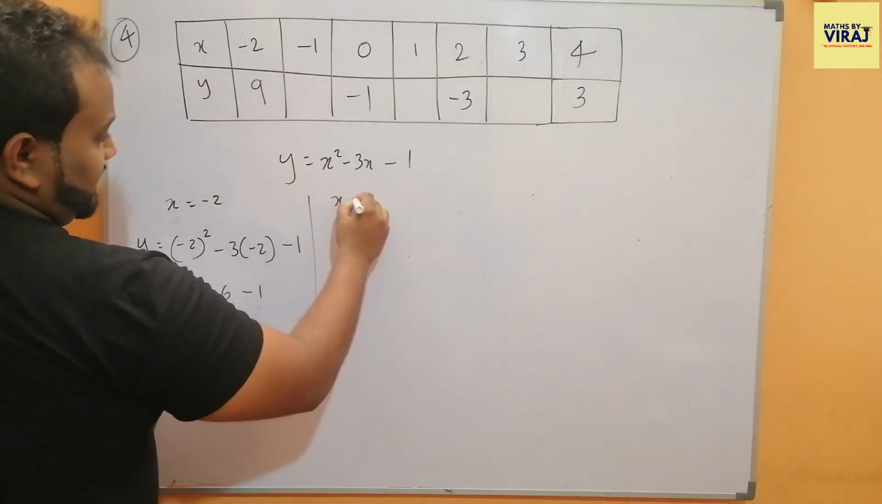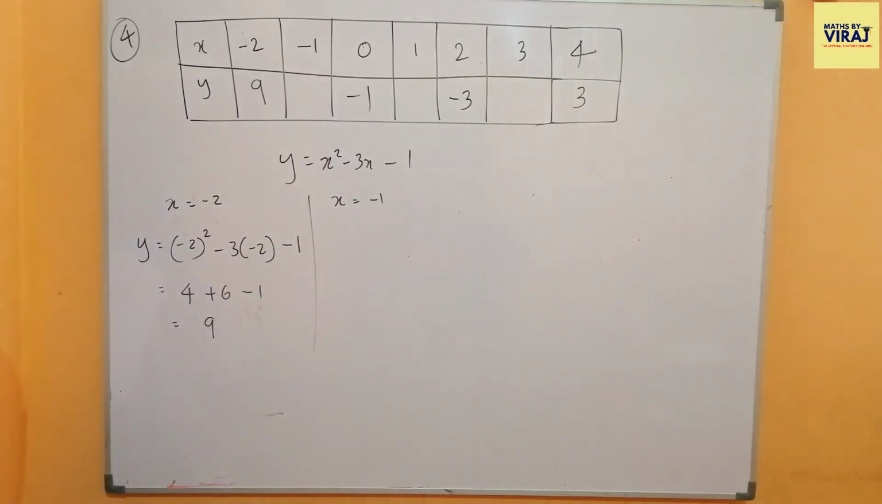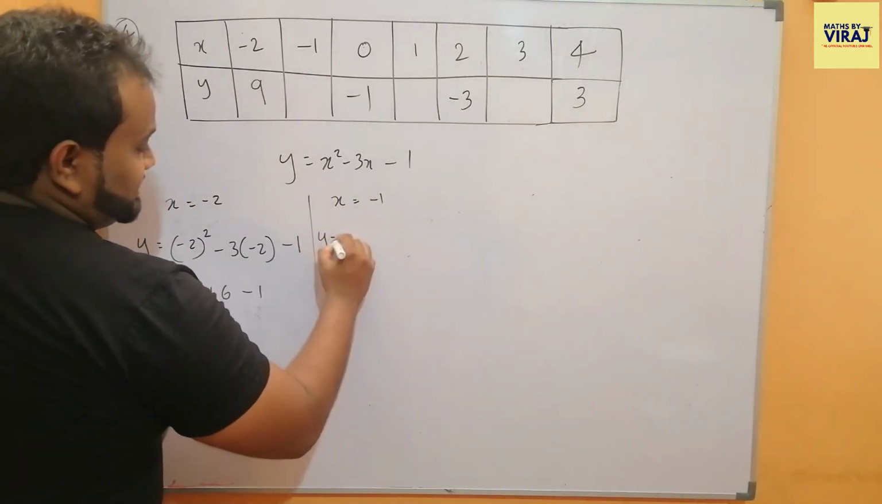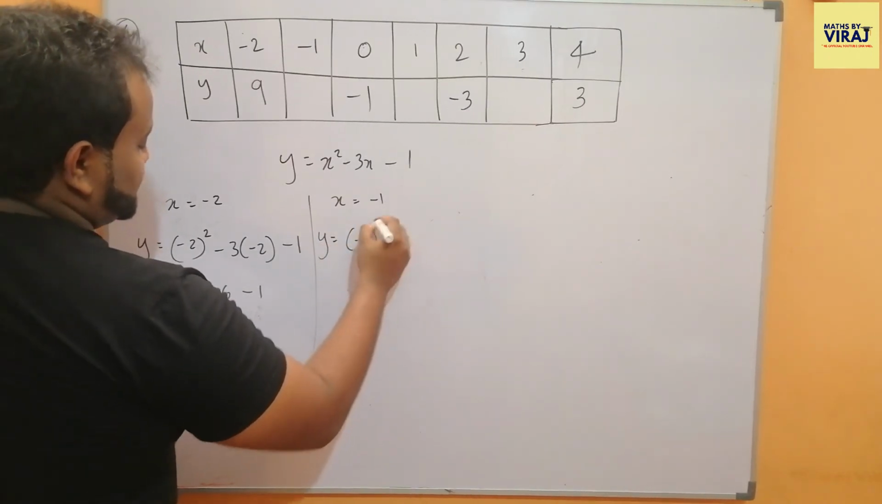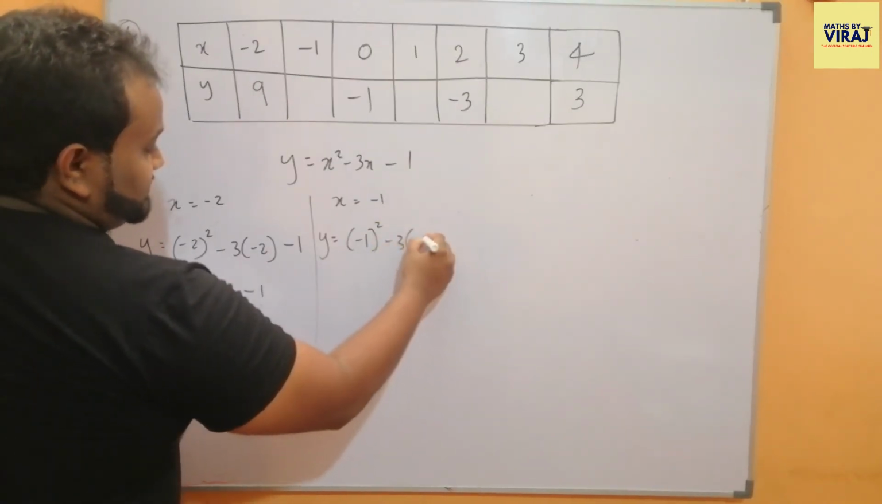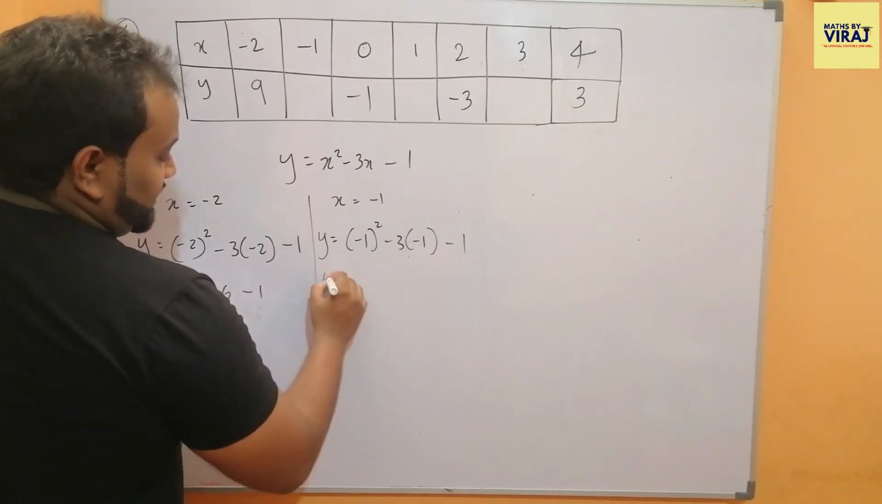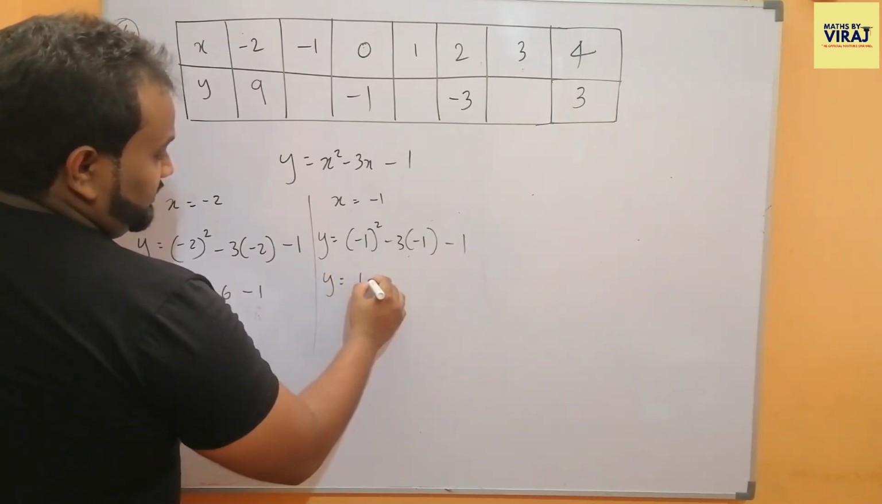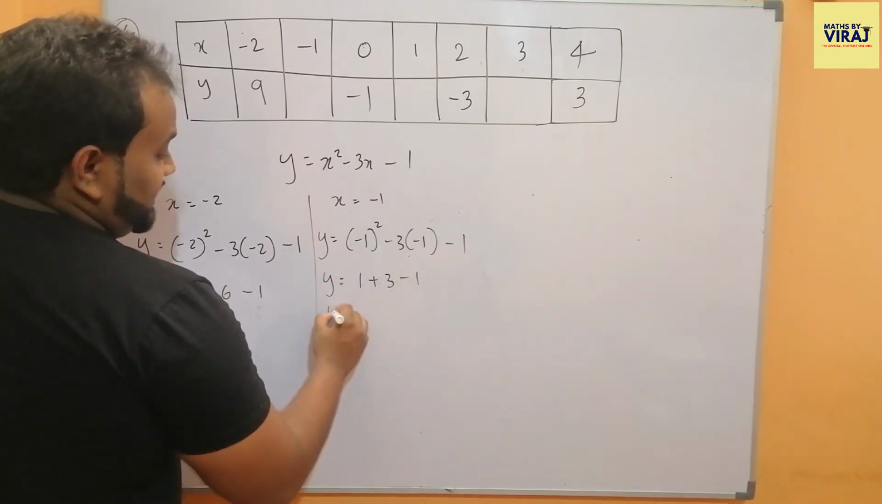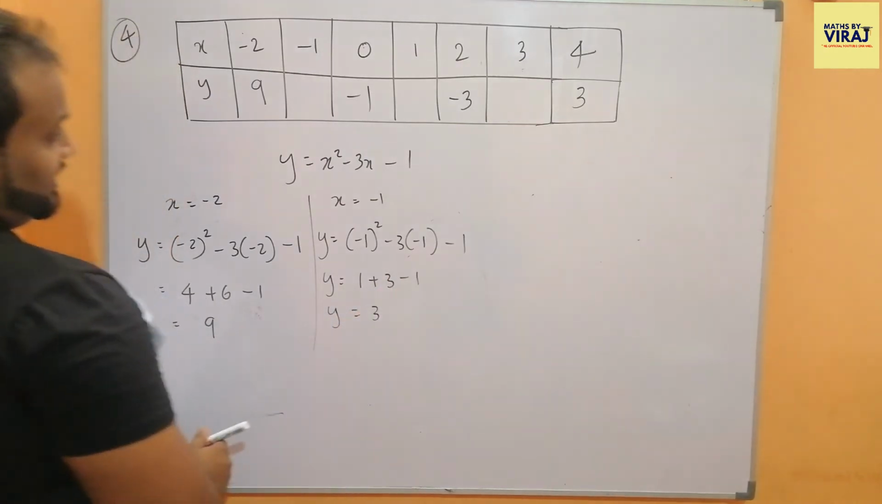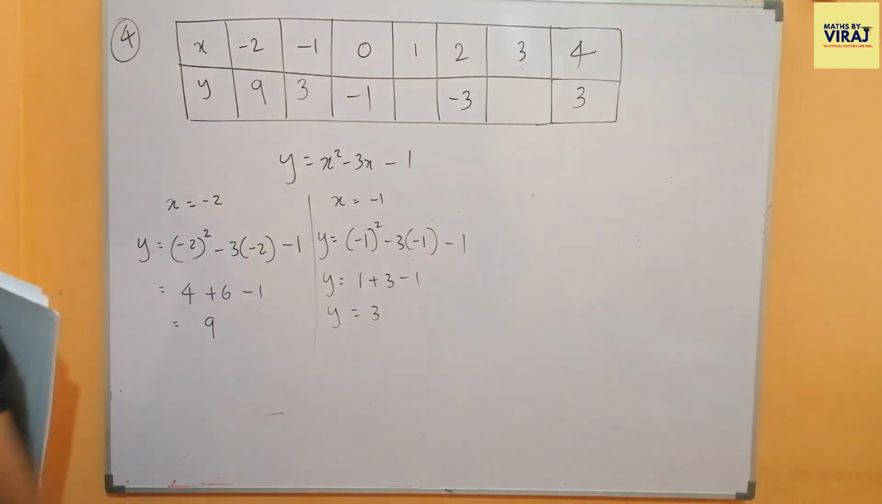Again, similarly, when x equals minus 1, we are supposed to find the y value. Therefore, y is equal to minus 1 whole thing squared minus 3 times minus 1 minus 4, which is 1 plus 3 minus 4. The answer is 0. Therefore, here I can write the answer as 0.